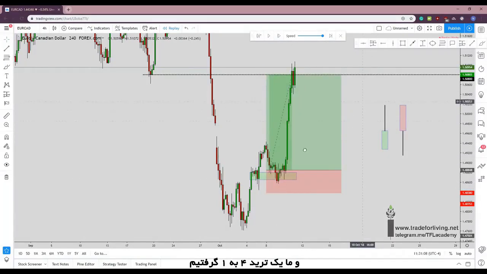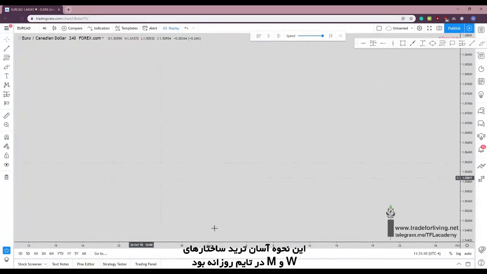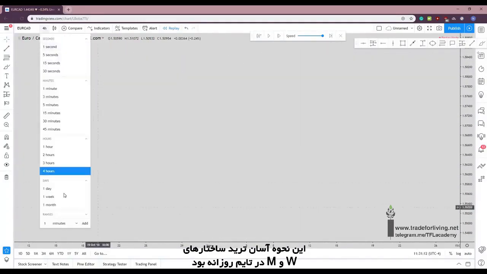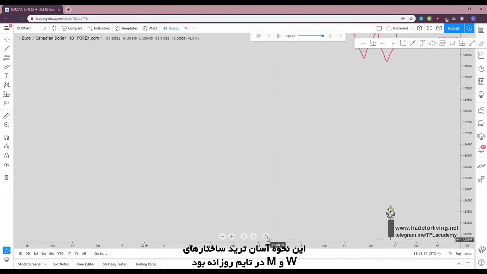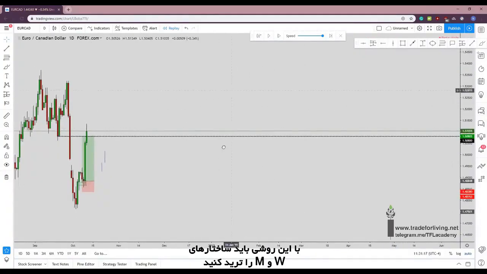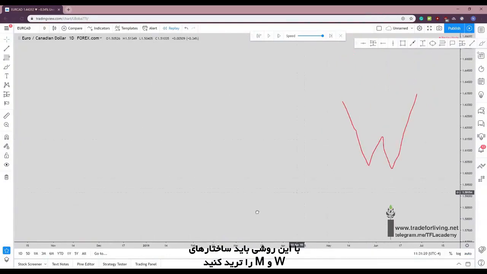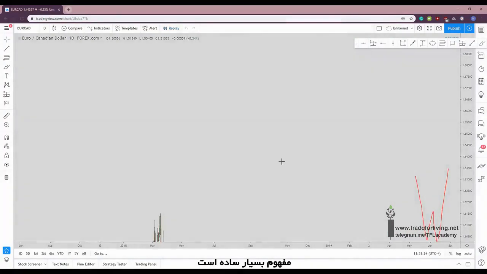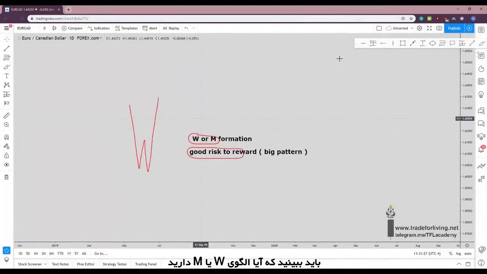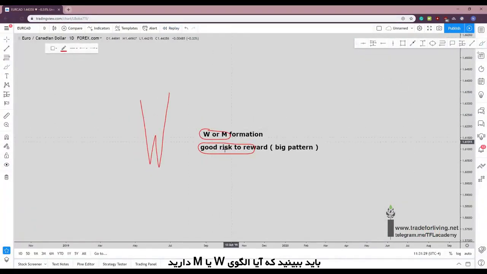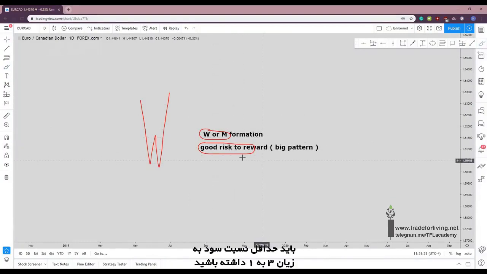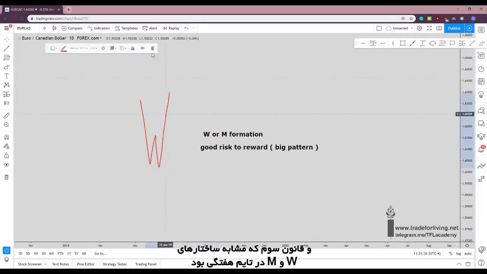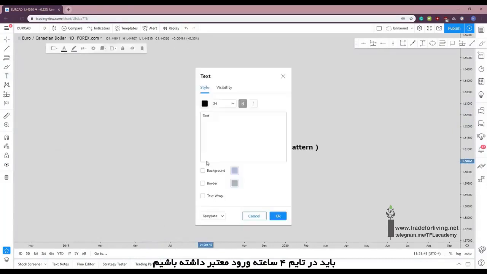So this is simply how you're supposed to trade the daily W and M formations. Extremely simple concept. You need to look if there is a W formation. You need to have at least a 1 to 3 risk to reward, and obviously the third rule, which is the same as the weekly W and M formations, and is the exact rule that we just used.